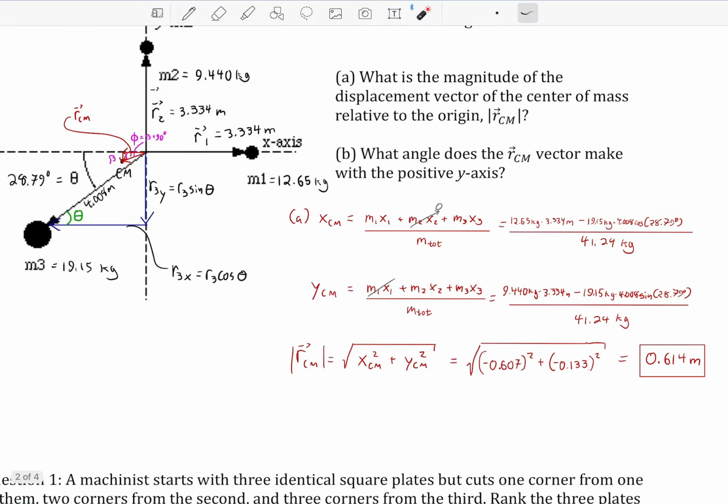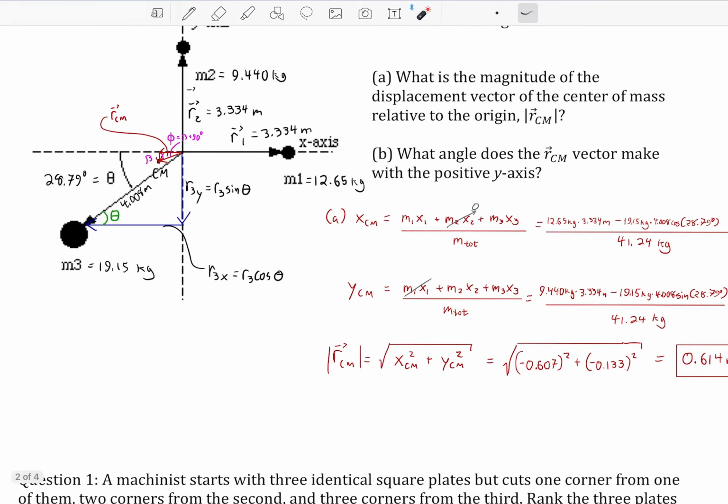For part B, we're simply asked a question about components via an angle. We're asked what angle does RCM make with the positive y-axis. That would be the angle phi shown here. I always find it easiest to find the angle relative to the closest axis, which would be beta. And since I wasn't asked for the angle relative to the closest axis, which would be the negative x-axis, I just add however many degrees that is necessary to get to the desired axis, in this case, the positive y-axis. So in other words, the angle I'm looking for, phi, is just going to be beta plus 90.